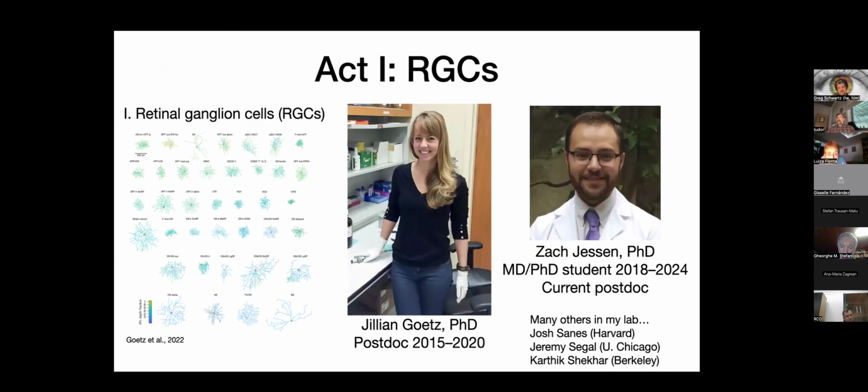Okay, so first, this work on the ganglion cells was led by a former postdoc in my lab, Jillian Getz, and also co-led by Zach Jessen, who's now a postdoc in the lab, but many others contributed. Most people in my lab, this was an 8-year, 9-year project. So many of the people in my lab over the years, we collaborated with Josh Sanes at Harvard, Jeremy Siegel at Chicago, Karthik Shekhar at Berkeley, and others.